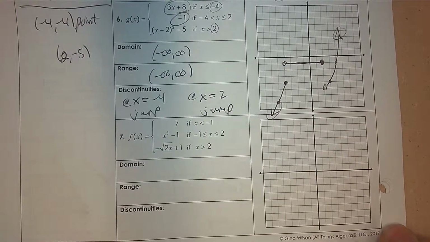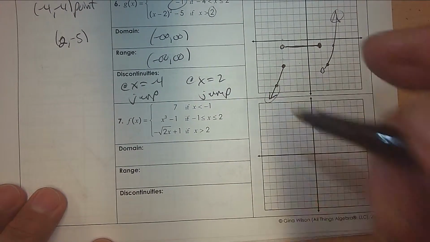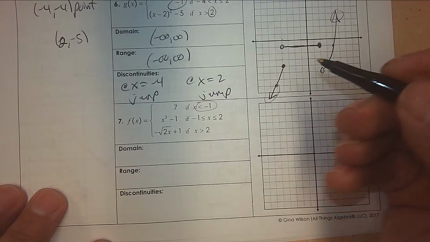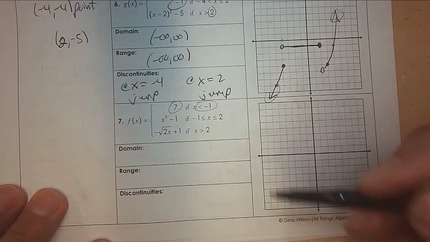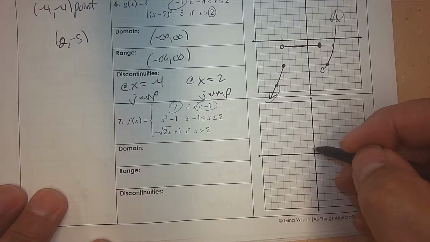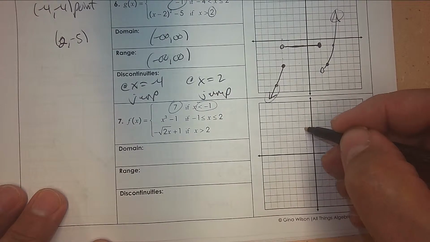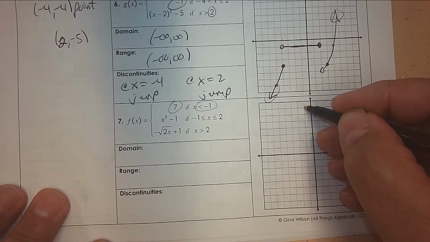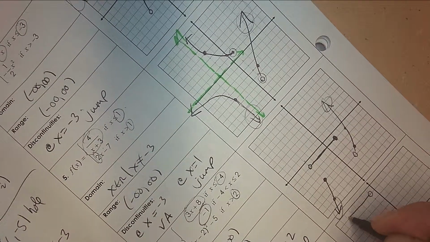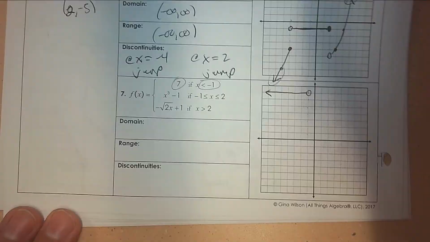All right, last one like this. 3 pieces. So when it's less than negative 1, 7. That means it's a horizontal line at 7. So I'm going to go negative 1 and 7. Now, when I do that, I recognize it's a hole, and just going to the left is that horizontal line. It looks just like that.